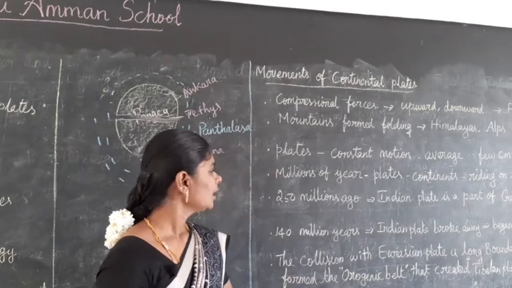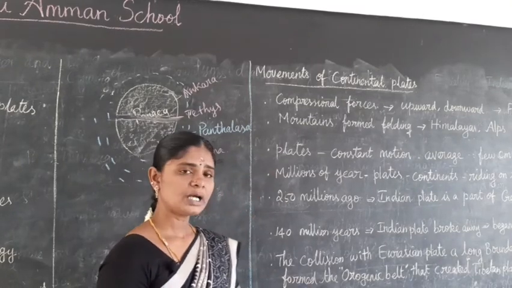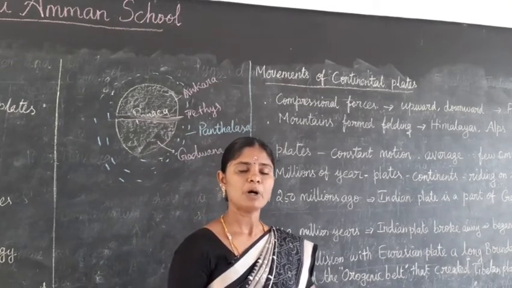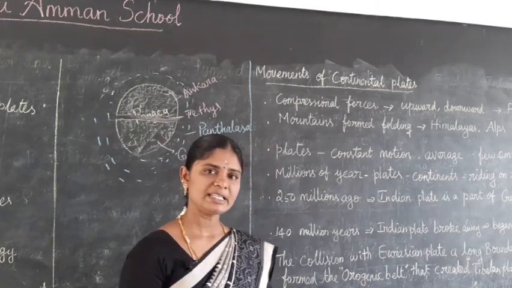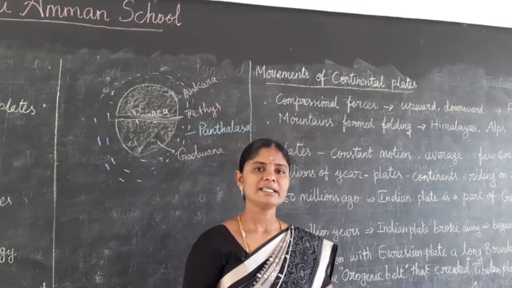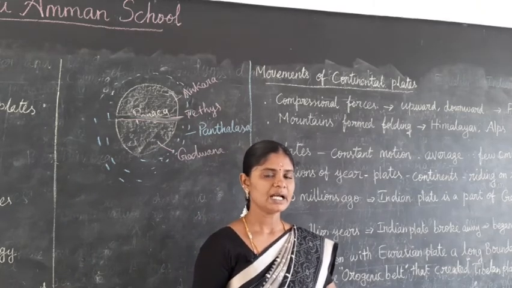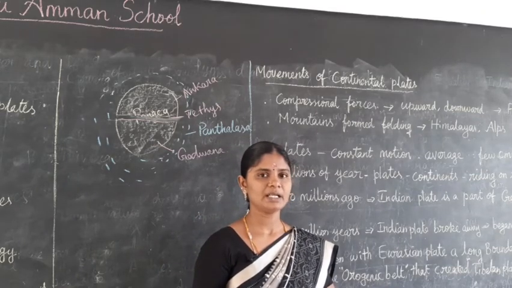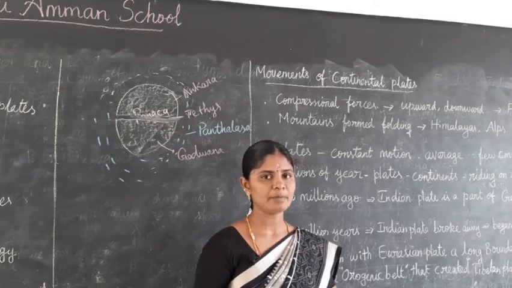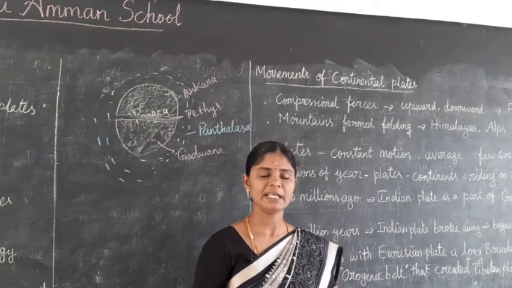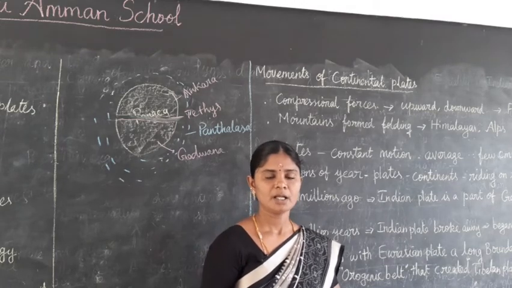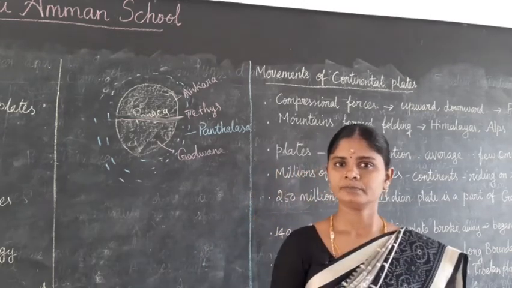So it formed the orogenic belt on the boundary of Nepal. It created the Tibetan plateau, the highest plateau in the world, and the world's highest mountains, the lofty Himalayan mountains. It was created by the northward movement of the Indian plate. Are you clear? Yes.